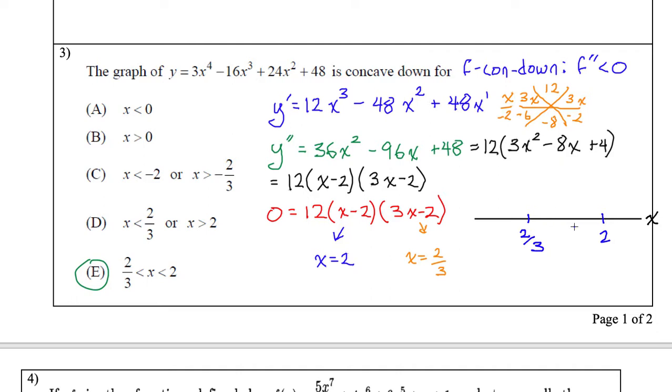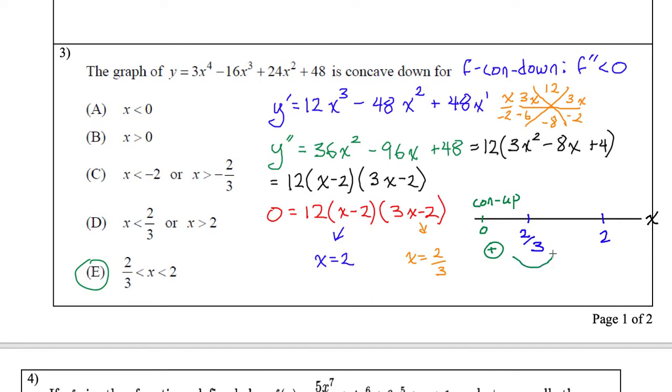So let's find the easiest value. I think the easiest value for me at least is over here at 0. So if I plug in 0, 12 is still positive, 0 minus 2 is negative, and then 3 times 0 is 0 minus 2 is negative, so I have a positive times a negative times a negative, which is a positive overall, which means coming down here I'm going to have a positive value, which means this is concave up. And the question is asking for concave down.